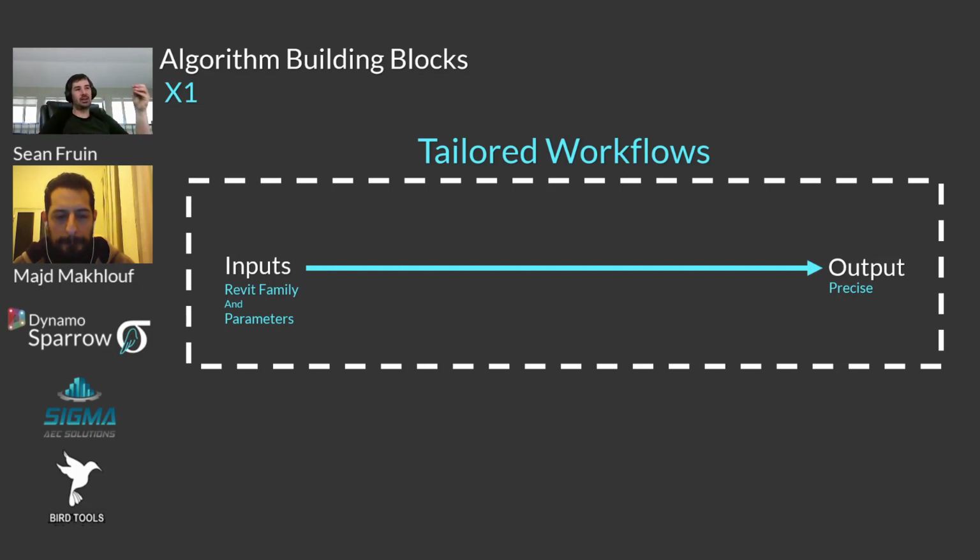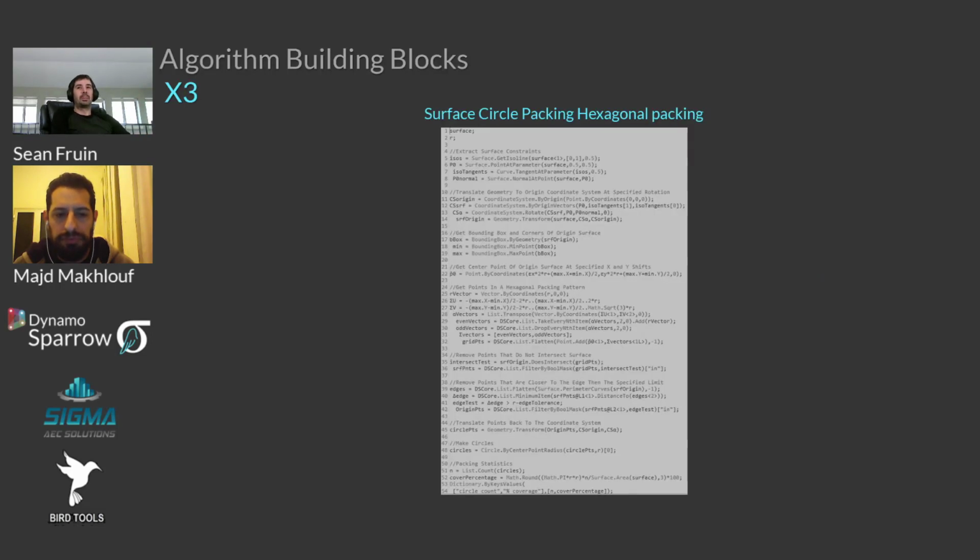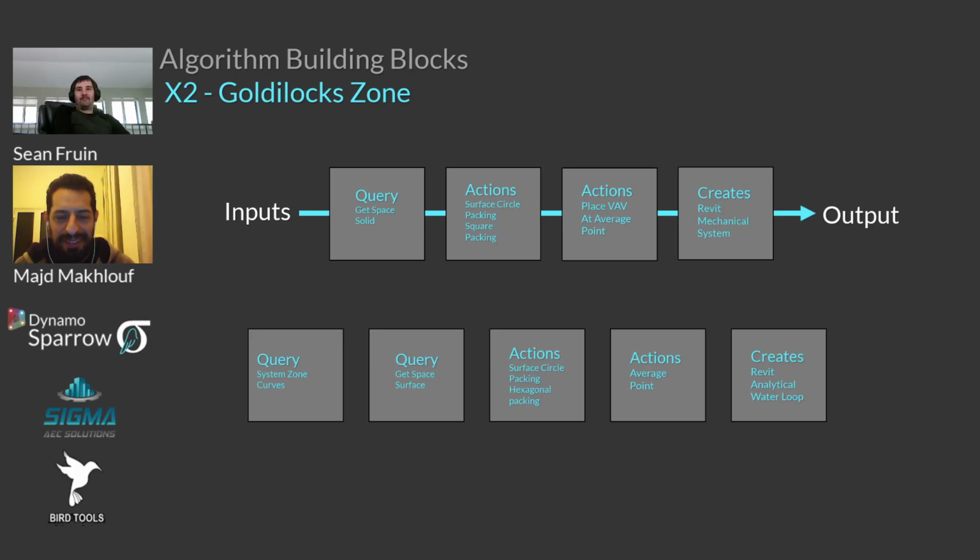And there's not really anything in there that gives you a precise output. On the other hand, the idea is to bundle up a whole bunch of code like this and give the building blocks to people just to grab. So this is all the source code that's nested inside of the surface circle packing and hexagonal patterns. So then you have this Goldilocks zone where you have all these different queries, actions and creates, building blocks that can be linked together to build these really powerful tools, and done in a lot less time than having to rebuild this all the time.